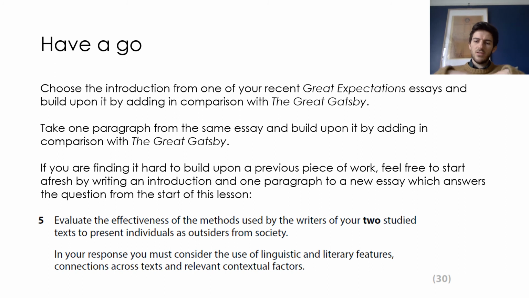And you can then sit and think with a blank page, who are the outsiders in society in Great Expectations? Who are the outsiders from society in The Great Gatsby? What are both writers saying about these outsiders? What's their role? What happens to them? Do they become insiders? Do they stay as outsiders? Do they live? Do they die? Do they succeed? Do they fail? What methods do these writers use to show those outsiders? One introduction paragraph and one opening paragraph, so 2 paragraphs in total.